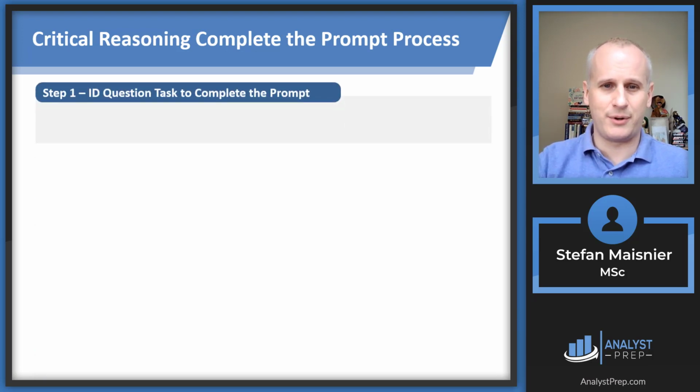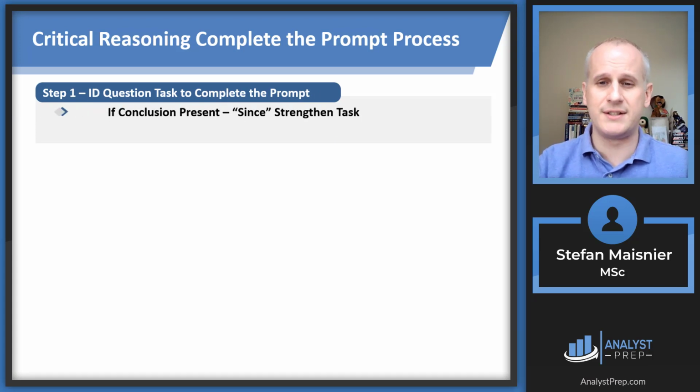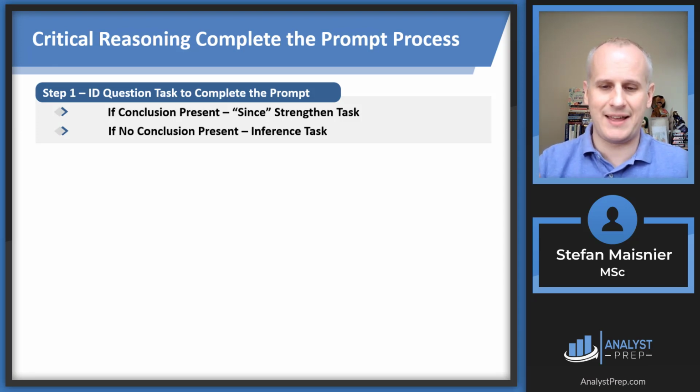First, you've got to identify the question task needed to complete the prompt. If there's a conclusion present, you're looking at a strengthen task. You have to determine what is going to strengthen the argument that likely came directly before. If there's no conclusion present, you're looking at an inference task. You have to find something that must reasonably be true without additional information outside of the prompt.